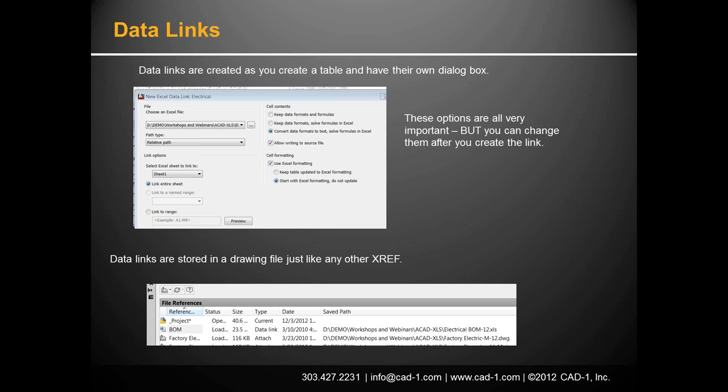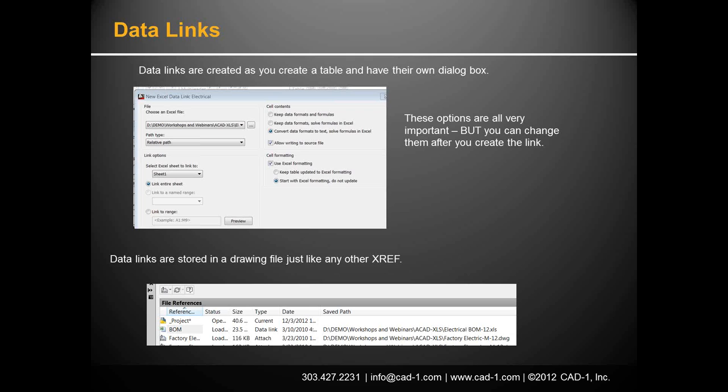Now, the actual data link is sort of an object. It's like a proxy object almost, but it's something that is actually stored inside the drawing, just like an XREF. Don't confuse this with the actual table itself. The table is just a table in the drawing. This is just telling AutoCAD where the information in the table comes from.